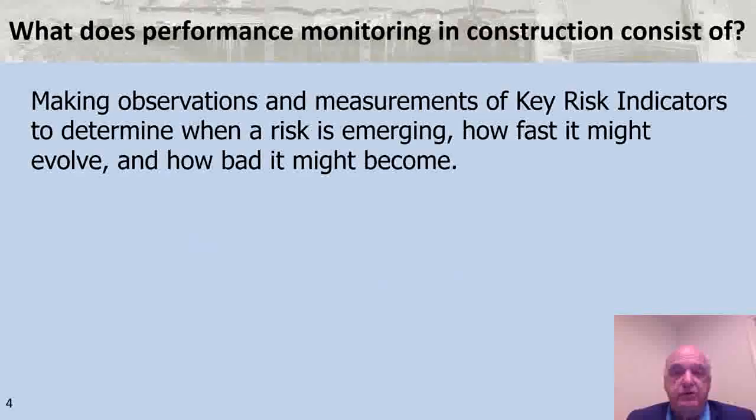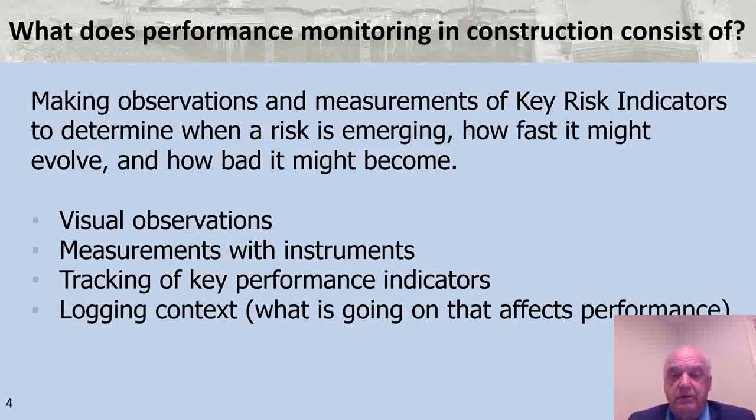So what does performance monitoring in construction really consist of? It consists of us making observations and measurements of key performance or key risk indicators to determine when a risk is emerging, how fast it might evolve, and how bad things might become. This is not a common set of words in our industry, key risk indicators, but this is a session on risk, and so we use the idea of what's telling us that risk is occurring, what's meaningful, that we could then go measure.